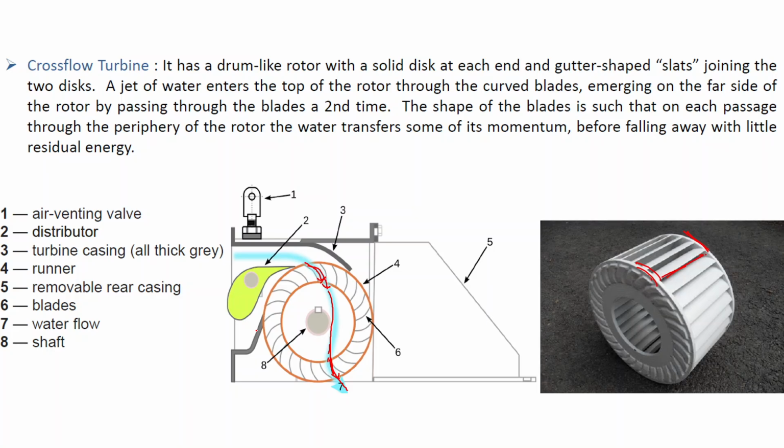Water enters the top of the rotor through the curved blades, emerging on the far side of the rotor by passing through the blades a second time. The shape of the blade is such that on each passage through the periphery of the rotor, the water transfers some of its momentum before falling away with little residual energy. So here some energy is transferred, then some amount of energy is transferred here, and the water coming out here is with the least energy.